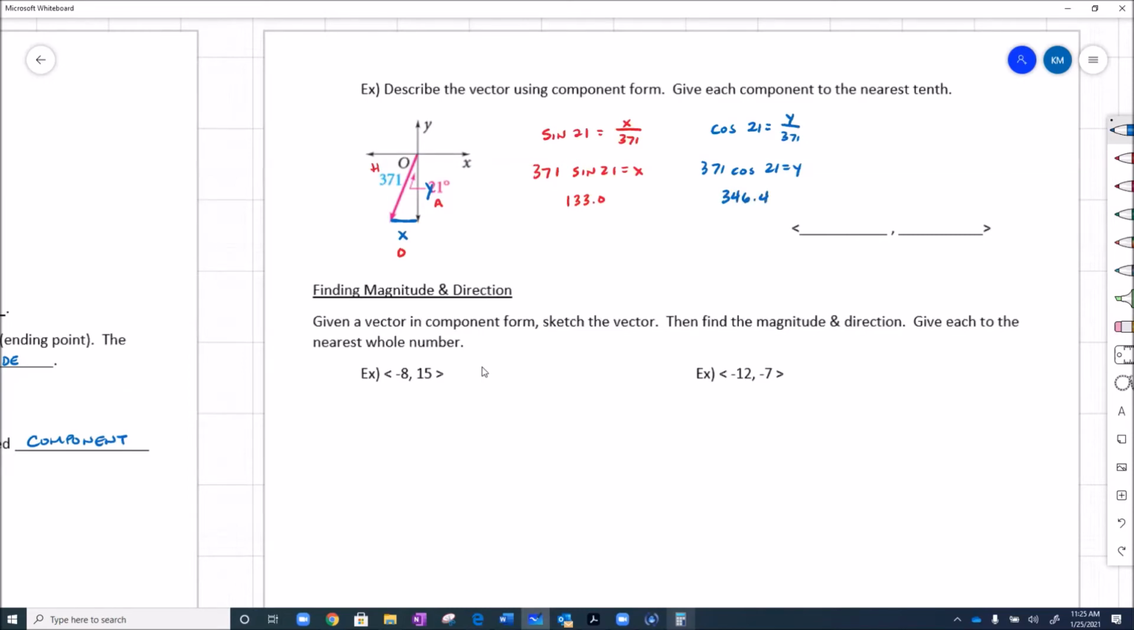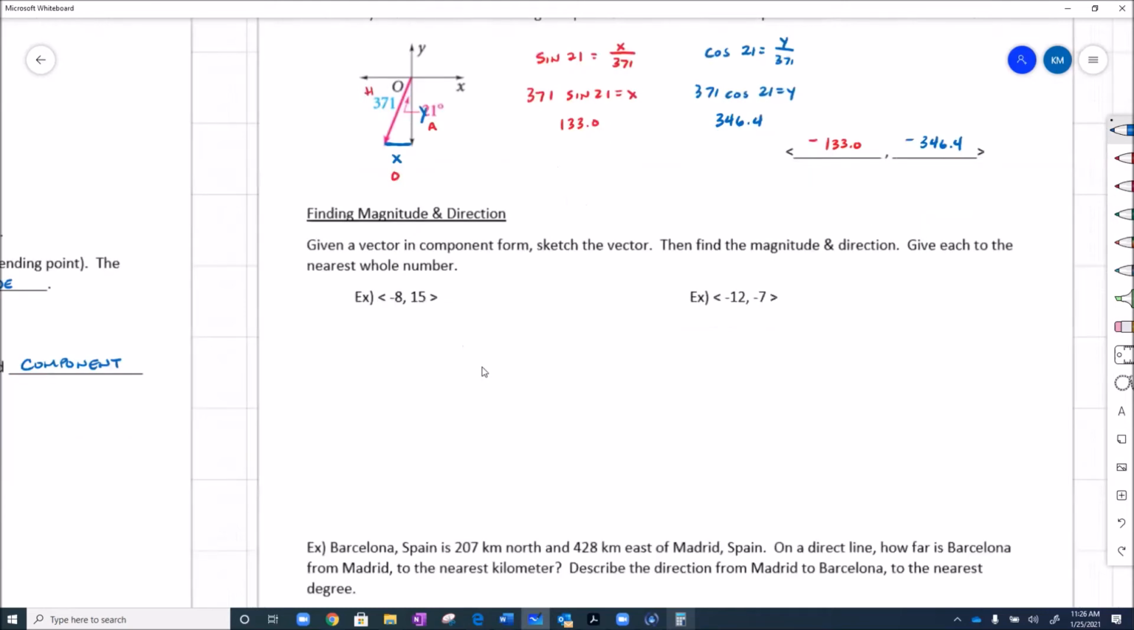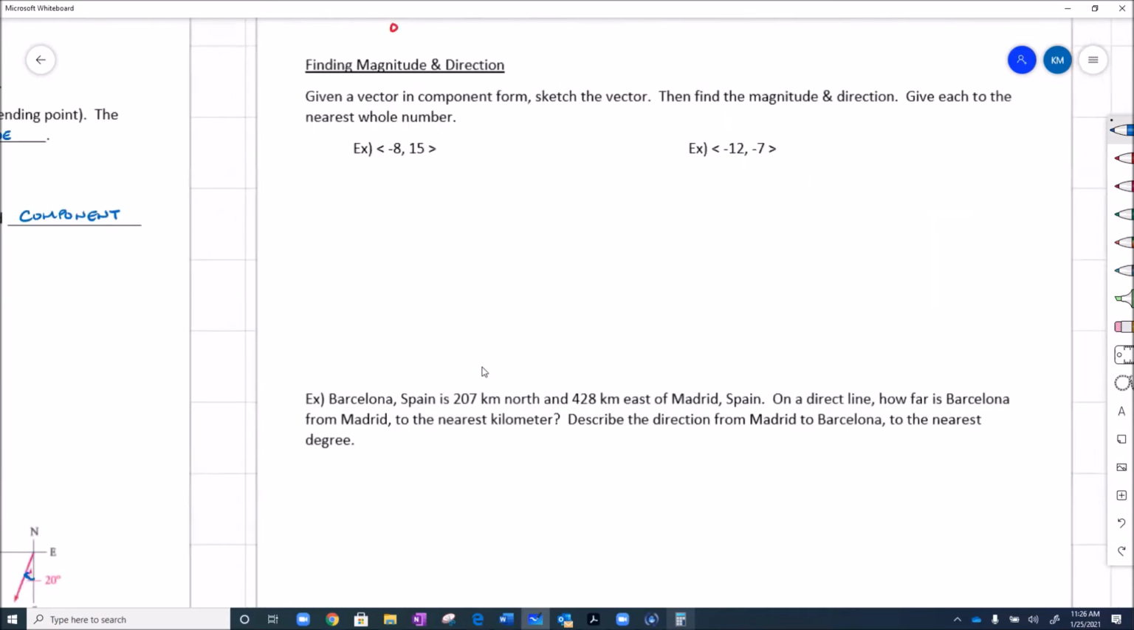Okay, so here we find our x value, we find our y value, or at least our number for it. Remember, we have to check it goes to the left, so our x value should be negative 133.0. And our y value goes down, so it should be negative 346.4. Okay. Just another reminder that we need to make sure that we're checking where it's at on our coordinate plane and not just looking at our calculator. Okay.